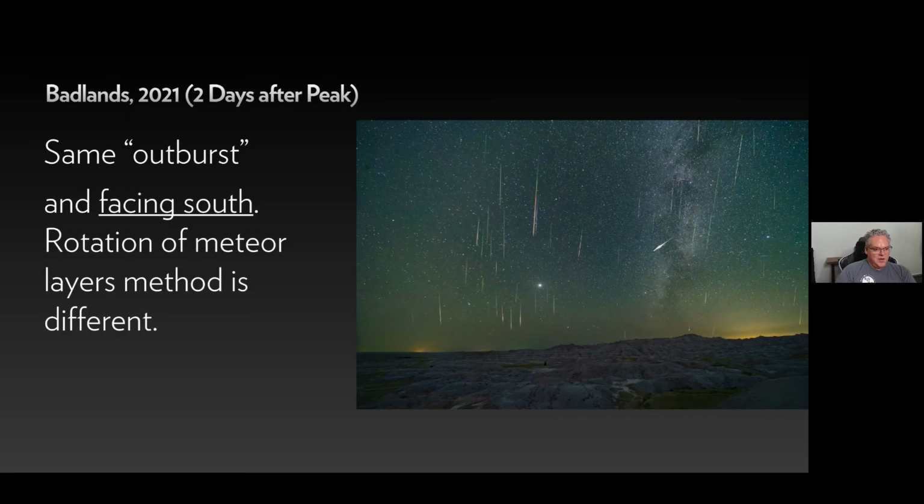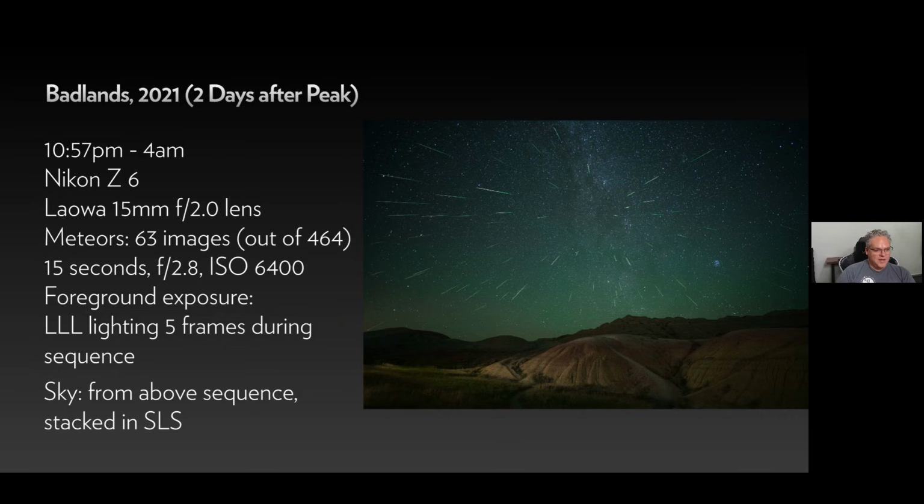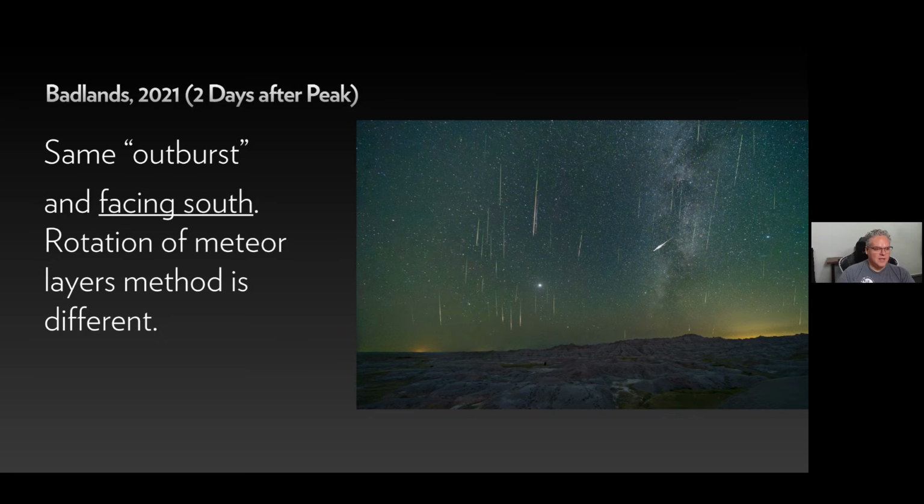This is that same night, but facing to the south. To create the radiant, you have to rotate all of those layers with meteors so that they point towards the origin, in this case, Perseus.